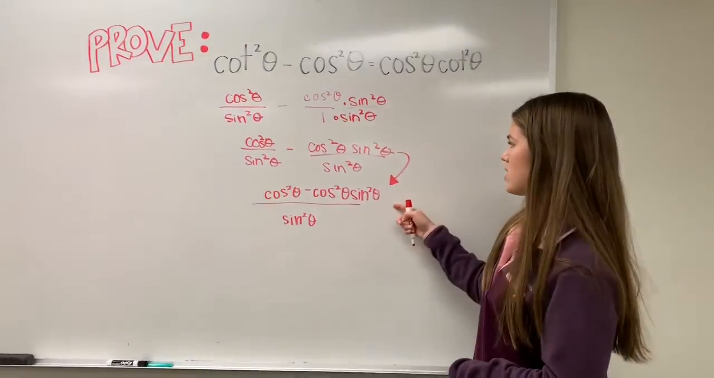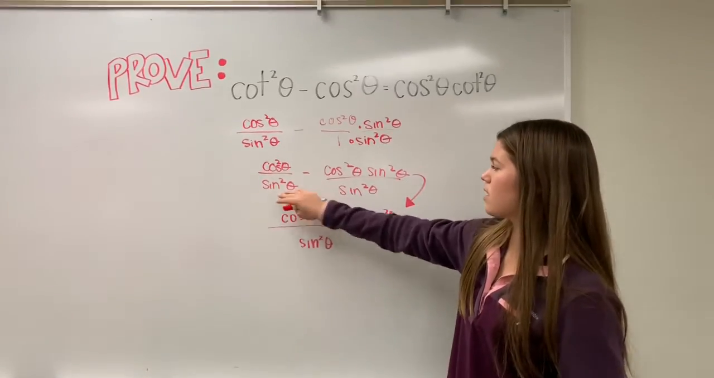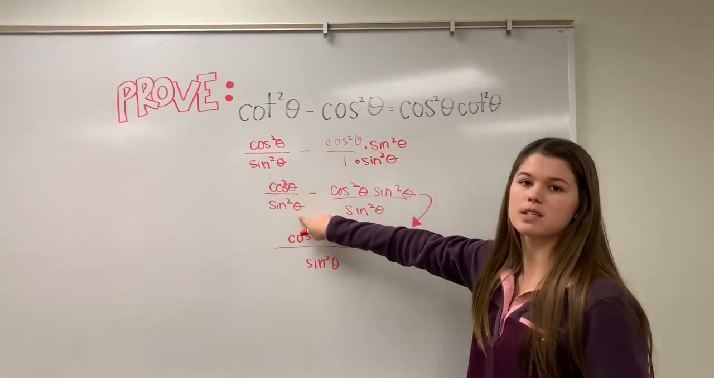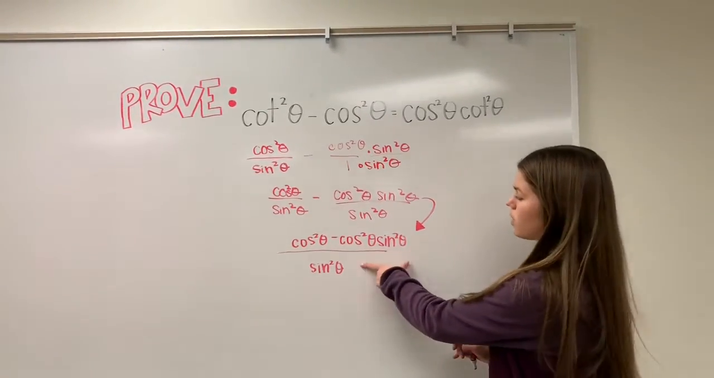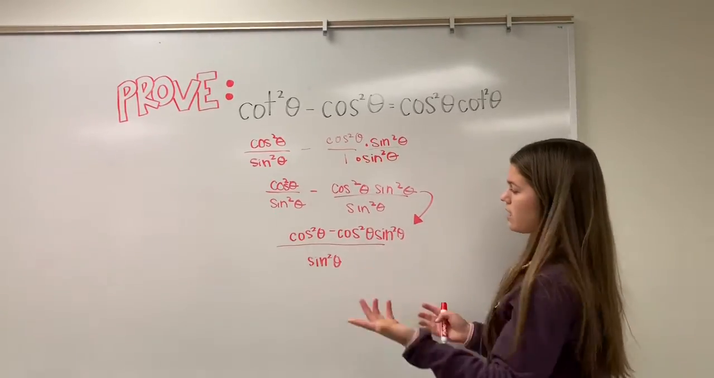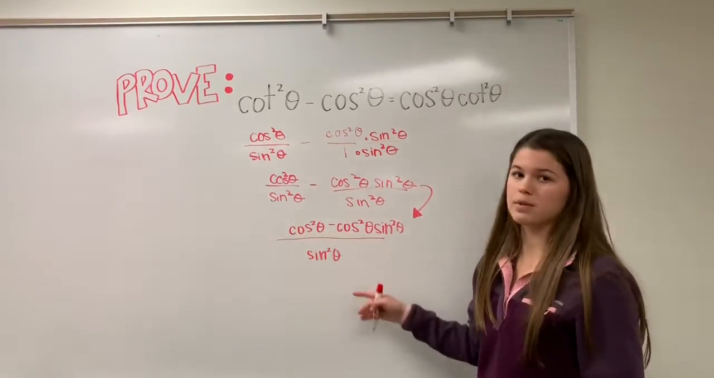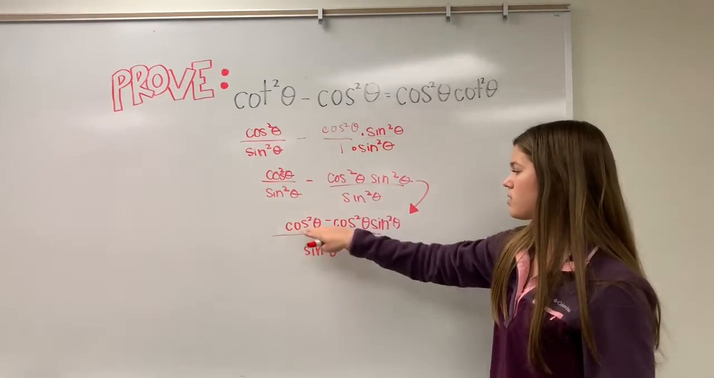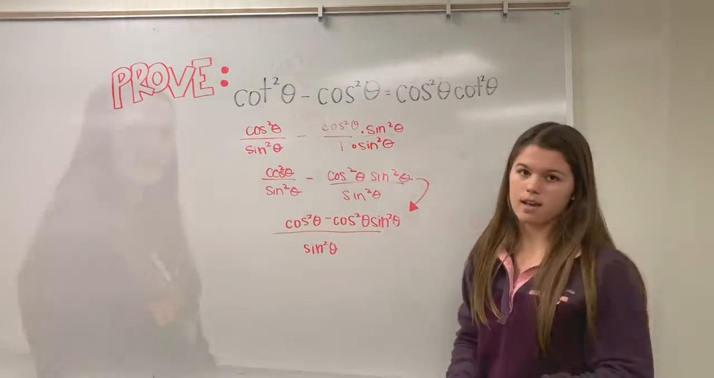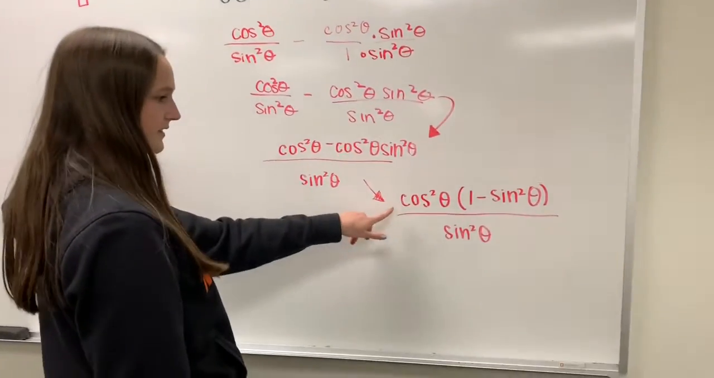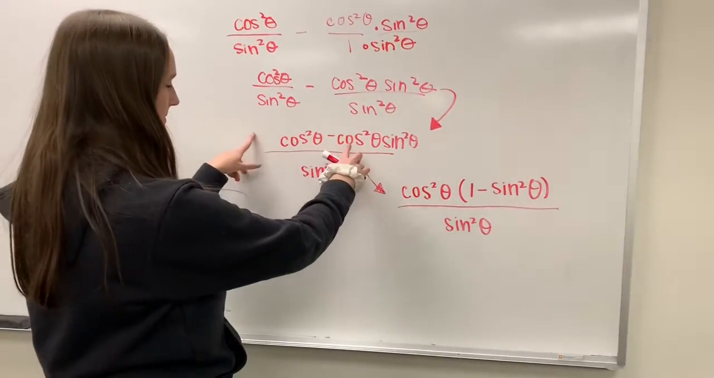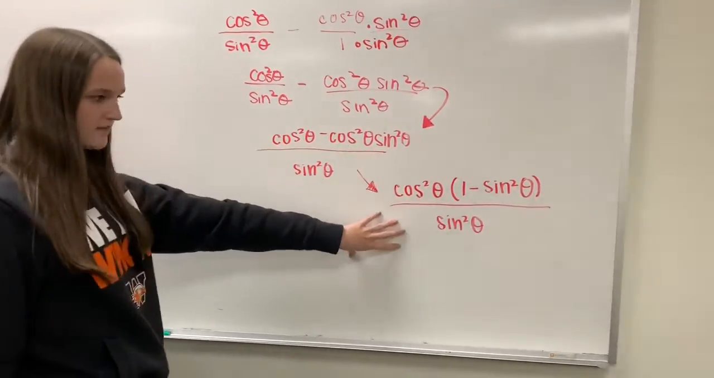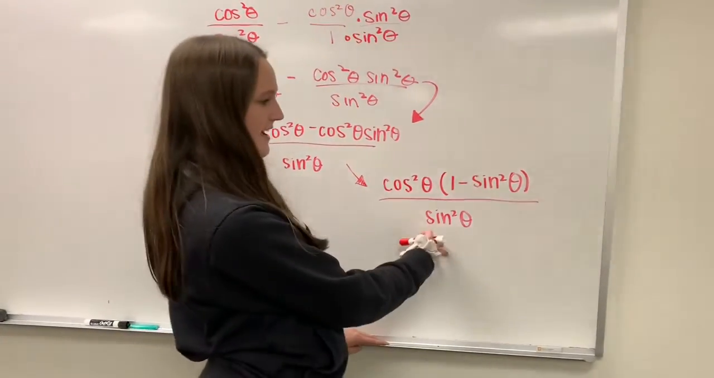But moving on down here, we're going to change these two fractions, and since they have common denominators now, we can put it into one big fraction here. And now our next step is to look for a common term. So in the numerator up here, we can see a common term of cosine squared of theta. So we're going to take that out. So as you can see, we took a cosine squared theta because it was common in these two to simplify it down. So now this is what we have.